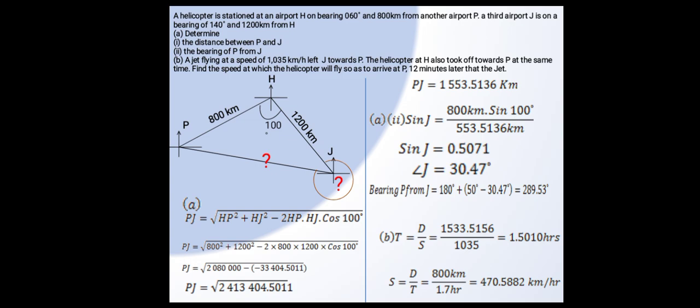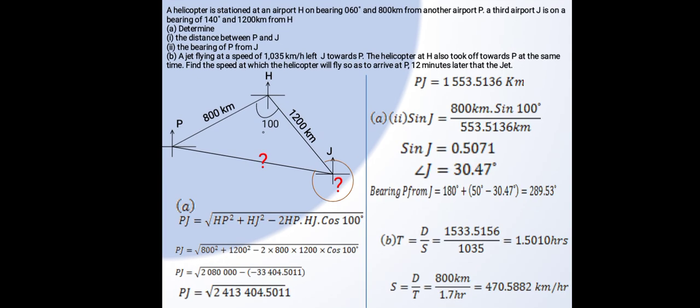Now after knowing that, since they took off at the same time, we must add how many minutes? We must add 12 minutes to the time the jet took, so that we are sure that the helicopter arrives at P exactly 12 minutes later. Now, after adding that time, we realize that the helicopter has to take 1.7 hours to arrive at P.